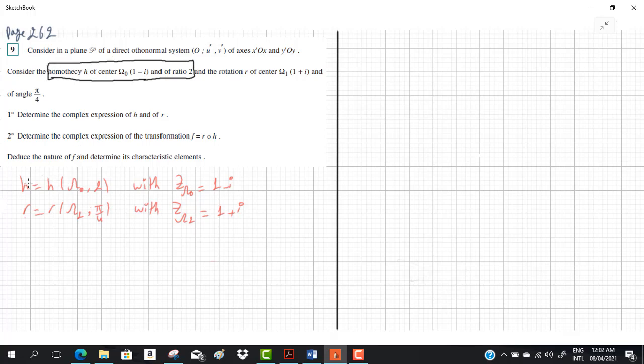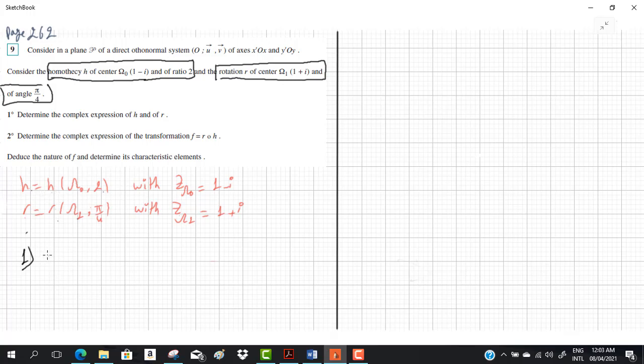كتبت أنا هو H is the homothety of center omega 0 and ratio 2 with Z of omega 0 equal 1 minus I, and the rotation R of center omega 1 and angle pi over 4. R is the rotation of center omega 1 and angle pi over 4 with Z of omega 1 equal 1 plus I. نقلت الجيفن اهو. Part 1. Determine the complex expression or the complex form of H and R.